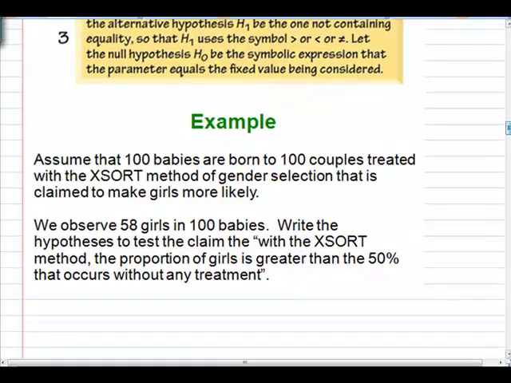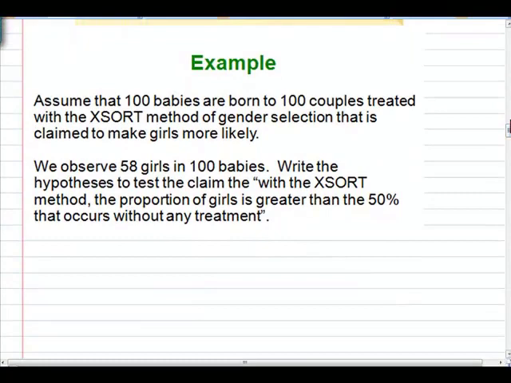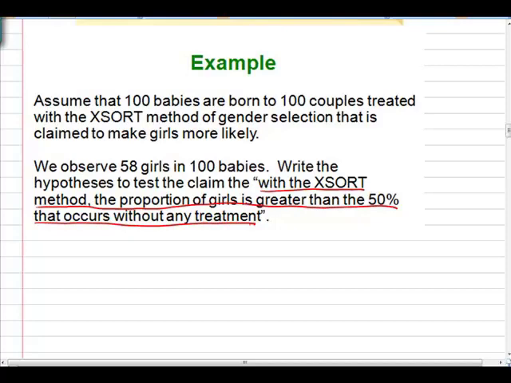So here's the example problem we're going to use throughout this chapter. It's that XORT method for determining the sex of a baby. It says assume that 100 babies are born to 100 couples treated with the XORT method of gender selection that is claimed to make girls more likely. We observe 58 girls in 100 babies. Write the hypothesis to test the claim, and now here's the claim. With the XORT method, the proportion of girls is greater than the 50% that occurs without any treatment. There is the claim. Can you write that claim in symbolic form for me? P is our parameter, its proportion, greater than 0.5.